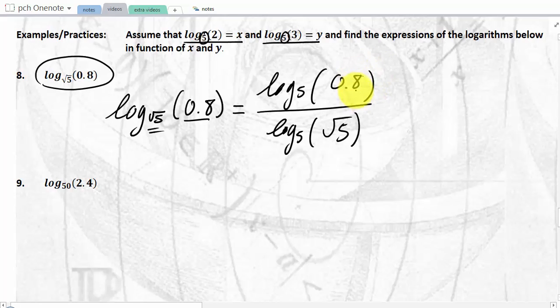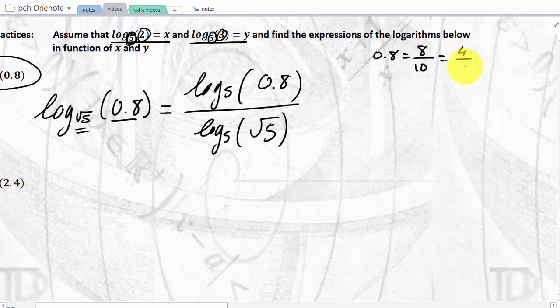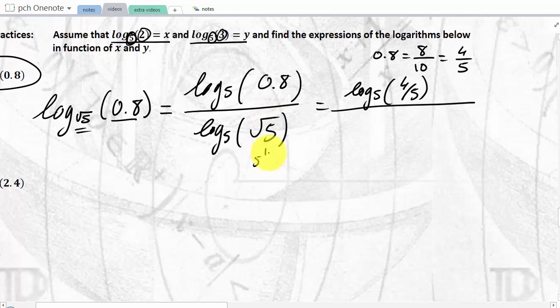Okay, now 0.8, what is 0.8? I can use 5, 2, and 3 to express 0.8. 0.8 is 8 over 10, so it is 4 over 5, right? So it is the log base 5 of 4 over 5 divided by, what's the log base 5 of root 5? Root 5 is 5 to the 1/2, so it is divided by 1/2. Okay, divided by 1/2 is the same as multiplying by 2.